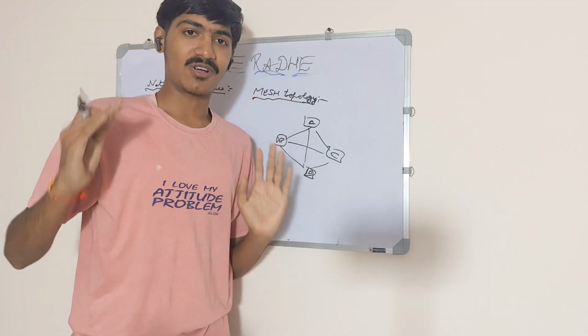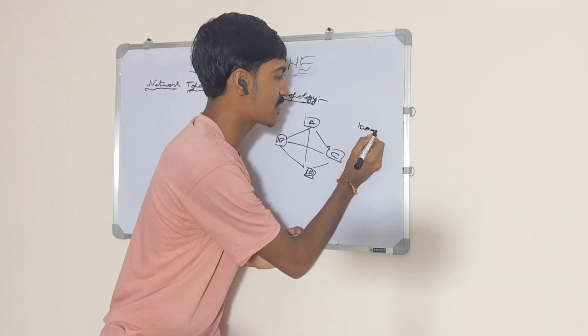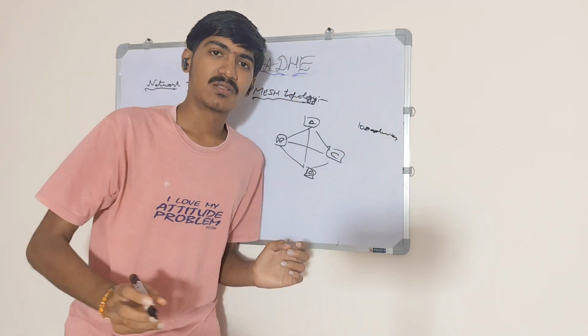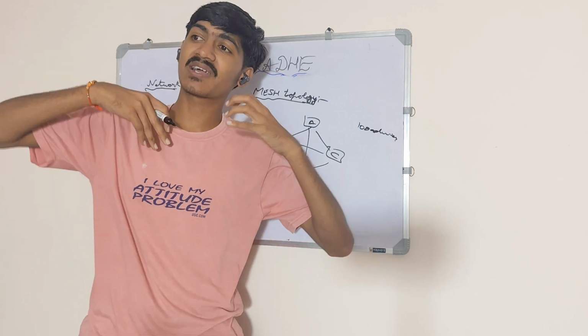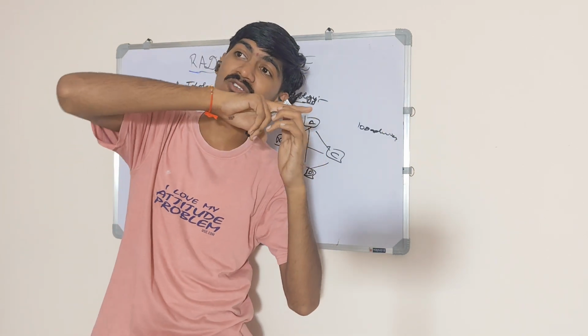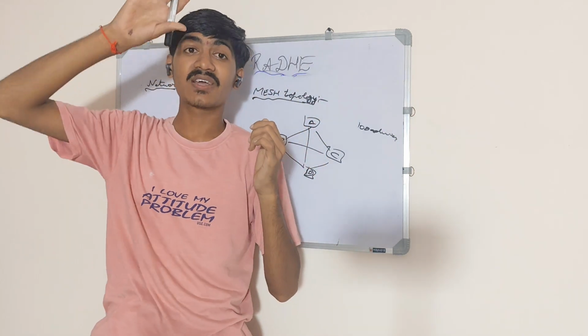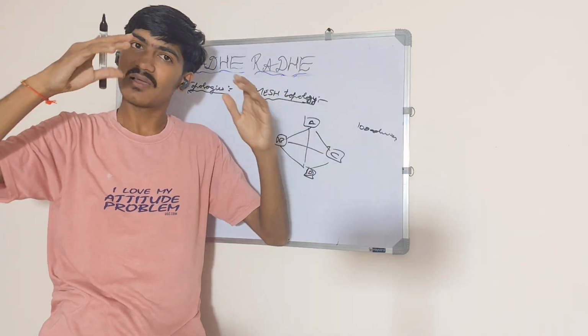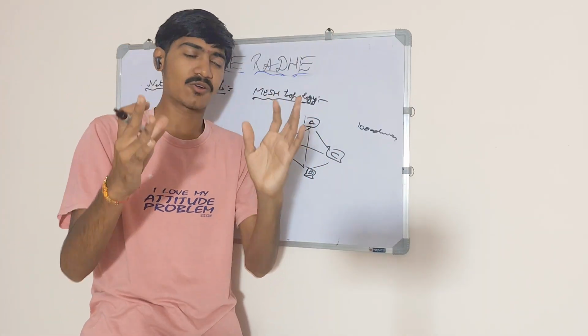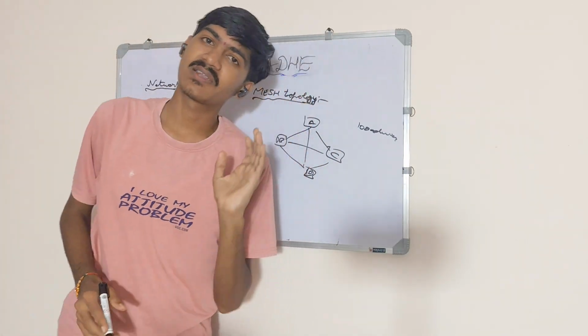Costly, bro. Hella costly. Suppose there are 100 devices, then 100 devices must be connected to each other. Device 1 should be connected to other 99 devices. Device 2 must be connected to other 99 devices. Headache. Very costly, bro. But what is the advantage?